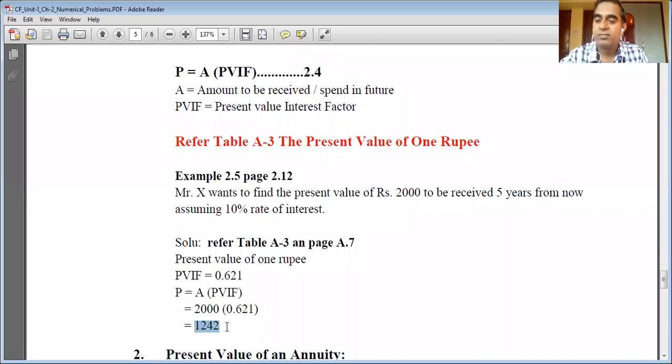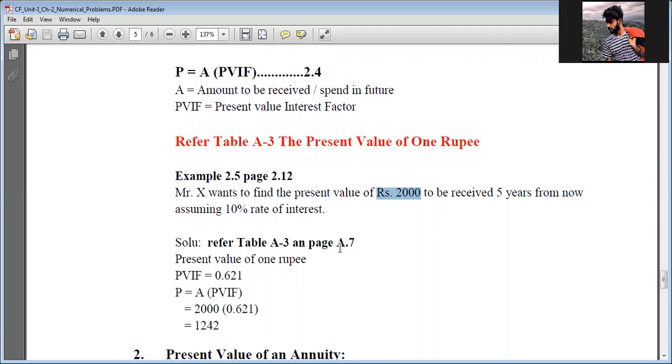Any doubts? Okay, so I repeat again. If somebody tells Mr. X, you give me 1500 rupees this year, right now, and I will return 2000 rupees after 5 years, Mr. X should not accept because it's a loss for him. How can he find that out? So Mr. X has to convert the future value into its present value.